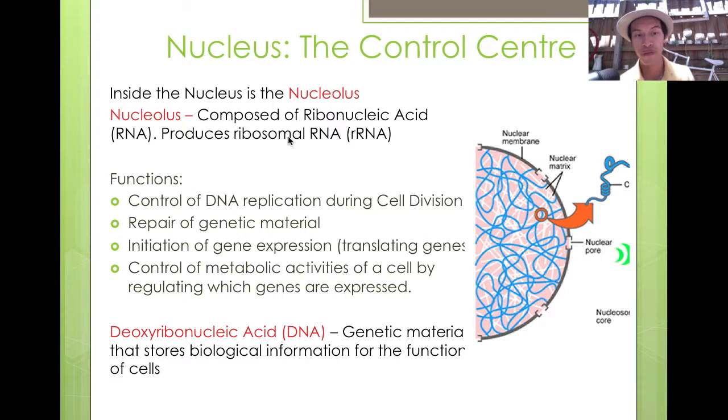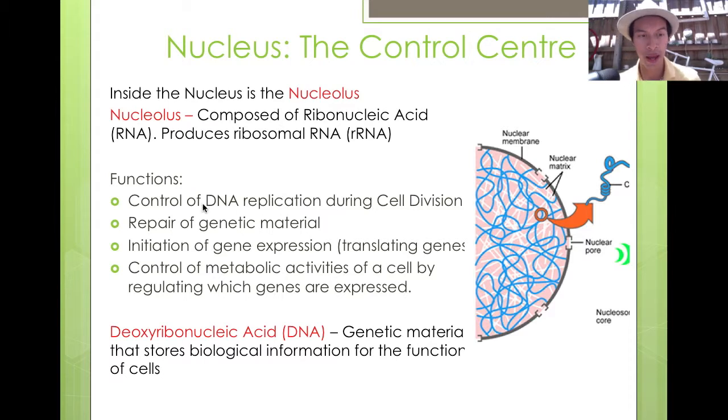Okay, what are the functions of the nucleus? Well, the main function of the nucleus is that it controls DNA replication during cell division. Yeah, DNA is the blueprint of life, and so that genetic material needs to be replicated every time the cell divides, and so the nucleus controls and manages that replication of genetic material. It's where all of the DNA of the cell is stored and replicated whenever it's needed.